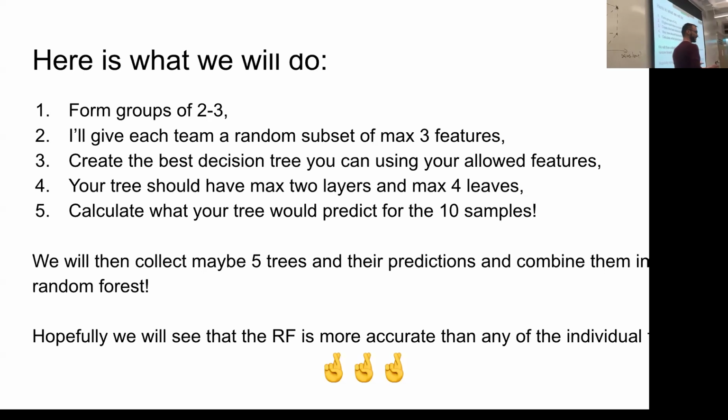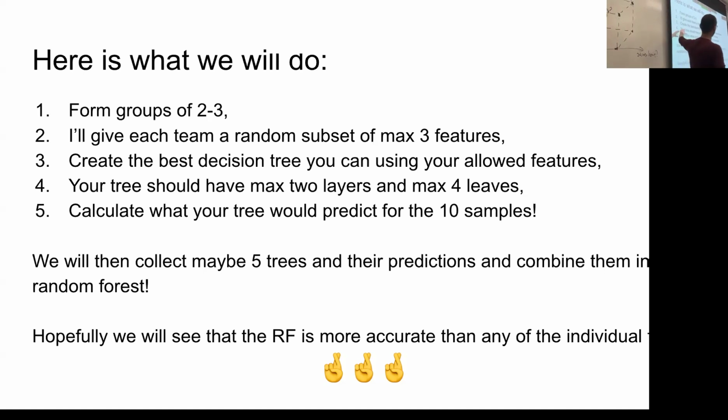Once you have the features that you can use from the dataset, I would like you all to create the best decision tree you can have using only the features that you are allowed to use. Not all 6, but only the maximum 3 that you have available based on what the dice says. When you build your tree, it should have maximum 2 layers and maximum 4 leaves. So don't build very deep trees. So keep the depth of the tree at 2 maximum. If you have a continuous feature, you can reuse that feature. You can split based on that feature multiple times. That's perfectly fine. That's something you can do.